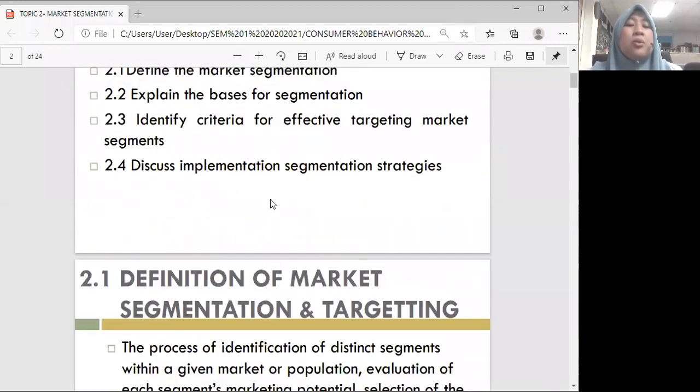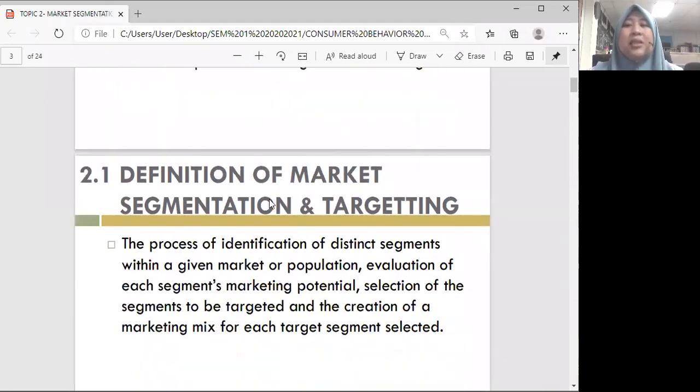So what is market segmentation and targeting? Do you remember or not, in the previous class I told you about STP: segmentation, targeting, and also positioning. So this is all about that. We will learn about segmentation first.